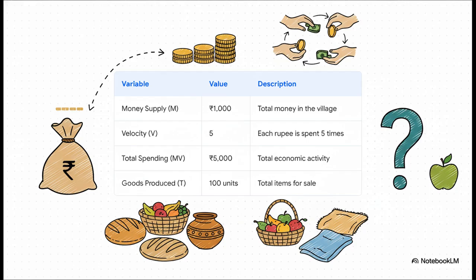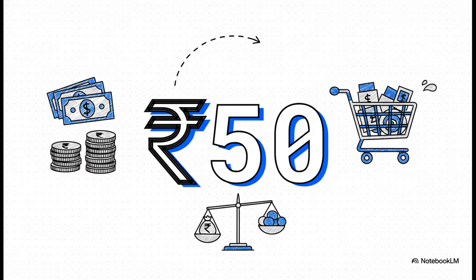Now, in that same year, the village workshops and farms produce a total of 100 things to sell. That's our T. The big question is, what's the average price of each one of those things? Well, using Fisher's equation, the math is super simple.